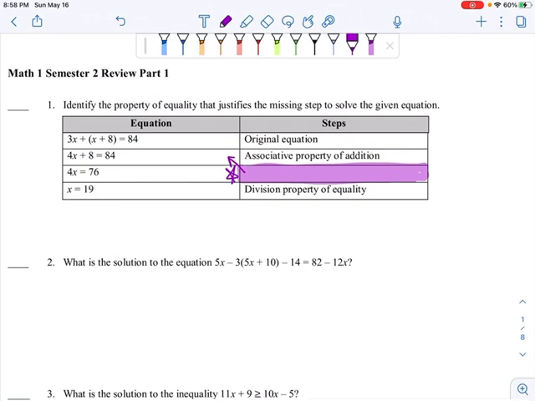Okay, so we look at 4x plus 8 equals 84, and then from there we got 4x equals 76. So how did we get from equation 2 to equation 3? Okay, so it looks like we subtracted 8 from both sides, so that property would be the subtraction property of equality.